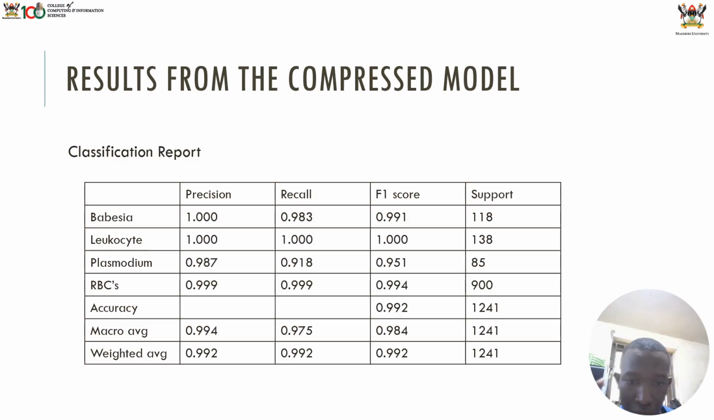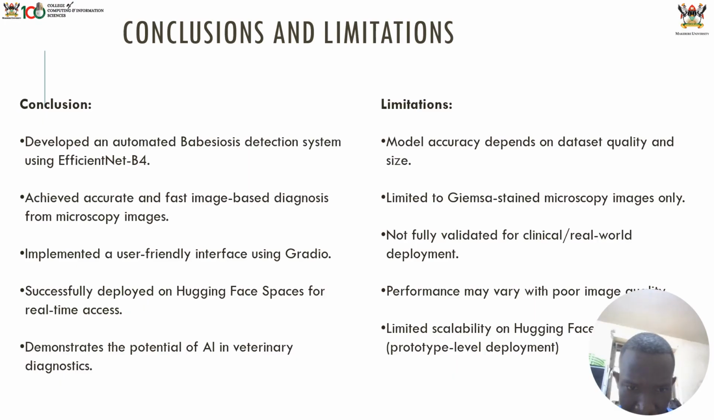The Babesia class almost had 100% precision, the leukocyte 100%, the Plasmodium 99%, the red blood cell 99%, and the rest almost 99%, that is almost 99% on all the classes that we had. So our conclusion is that we developed an automated Babesiosis detection system using EfficientNet-B0. We achieved accurate and faster image-based diagnosis from microscope images, implemented a user-friendly interface using Gradio. We successfully deployed our model to Hugging Face for real-time access.